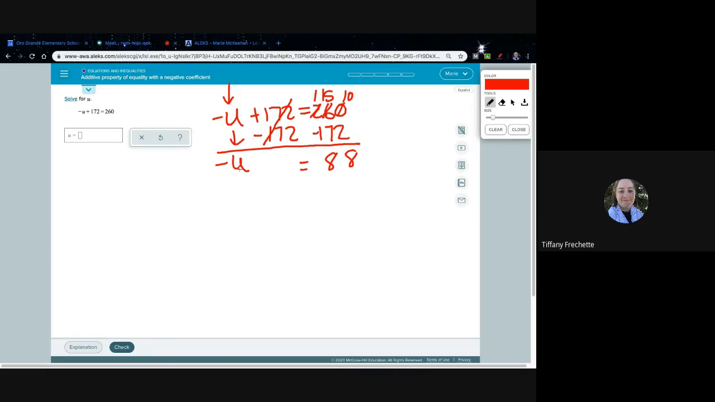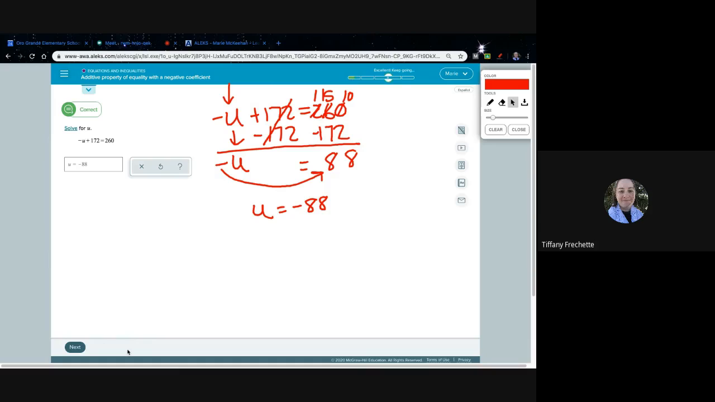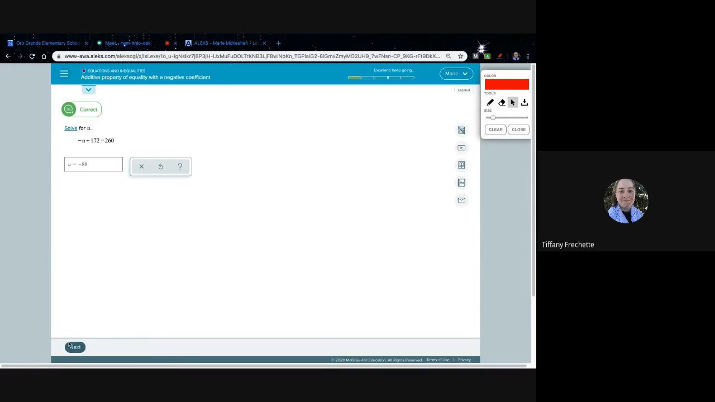Now remember, I don't want negative U, so I'm going to give this negative to the other side. And then I'm just going to have positive U equals negative 88. So I literally just took the negative, put it on the other side. Again, that's the same thing. What we're really doing is dividing by -1. But in this case, it's easy enough to think we're just giving it to the other side. All right. So let's go ahead and clear, and next.